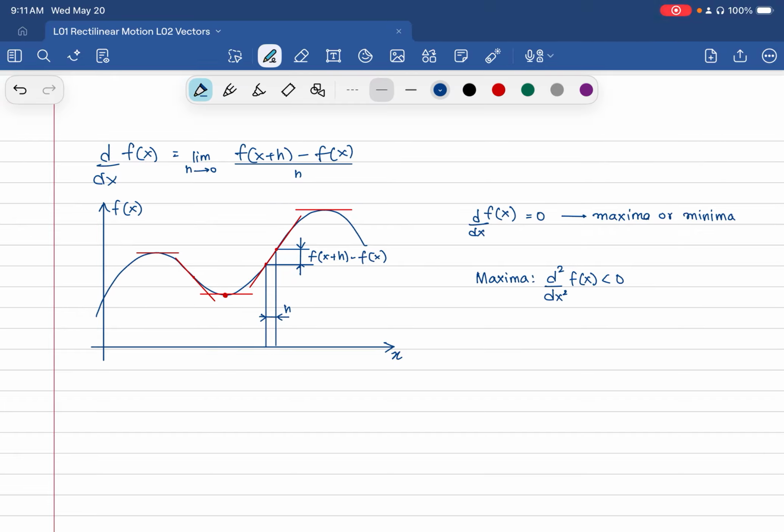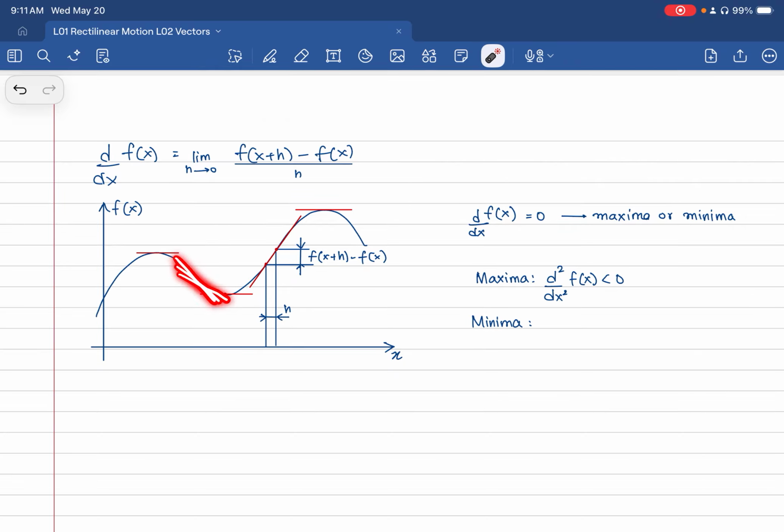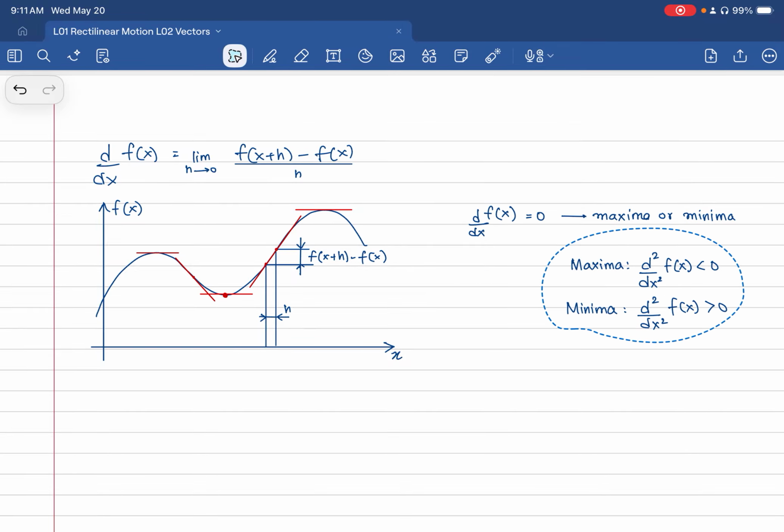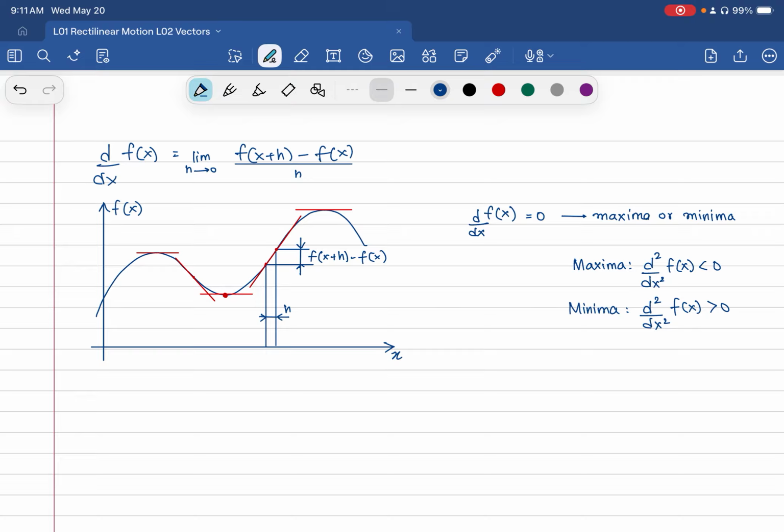In a minima, your slope is initially negative and then it increases until it becomes 0. The flat line has 0 slope, and then it keeps increasing. So it's been increasing throughout. So here it is d2 dx2 f of x must be greater than 0. Okay, so with this, you can now identify points that are either maxima or minima in your function.